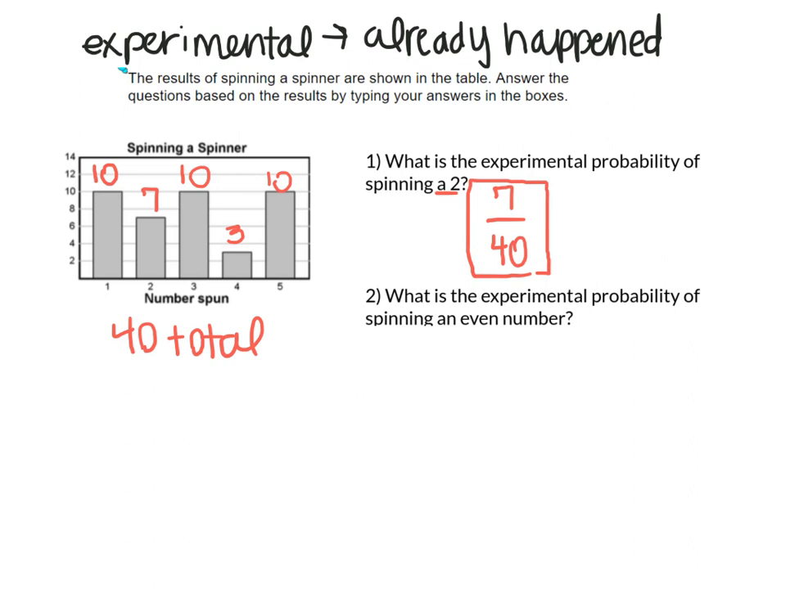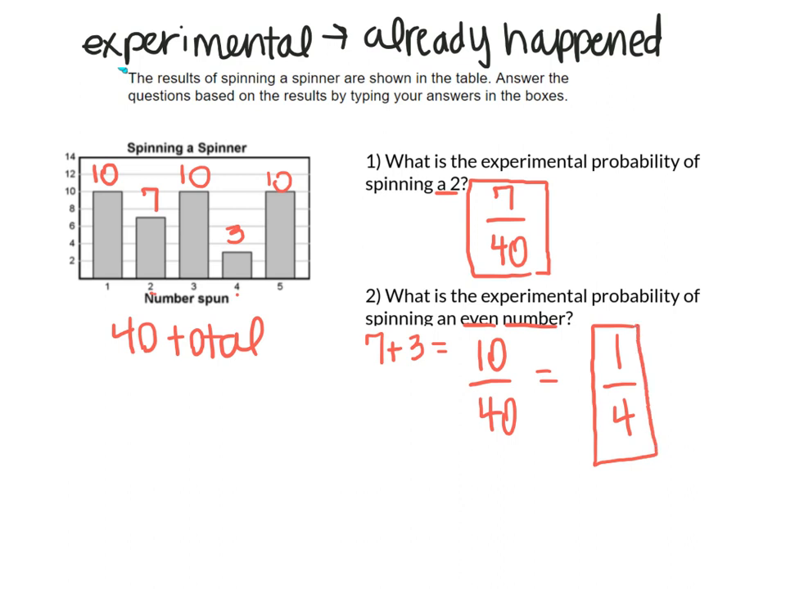The next question talks about spinning an even number. Remember, my even numbers are 2 and 4. The number 2 was spun 7 times. The number 4 was spun 3 times. 7 plus 3 is equal to 10. So that would be 10 times out of 40, which reduces to 1/4. So the experimental probability of spinning an even number is 1/4.